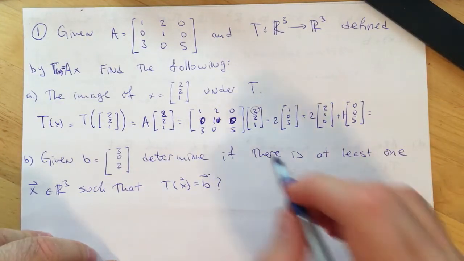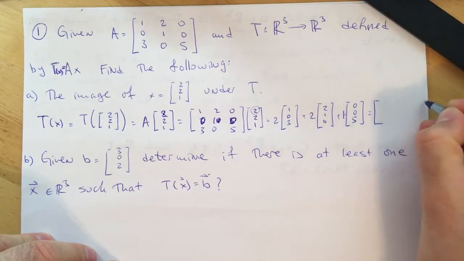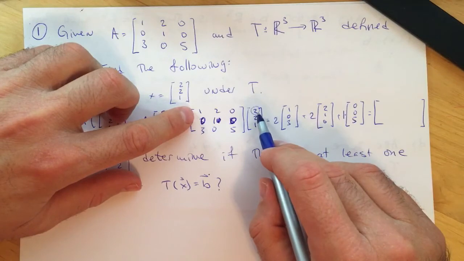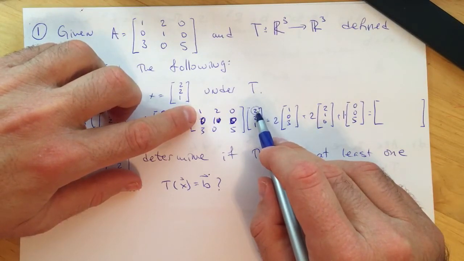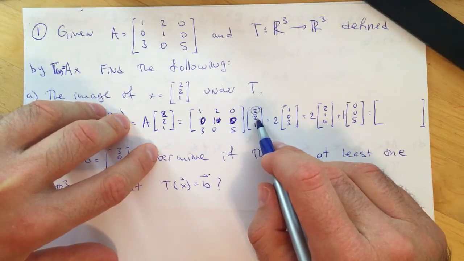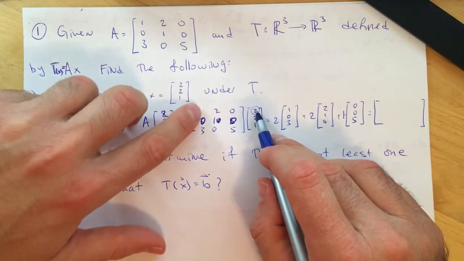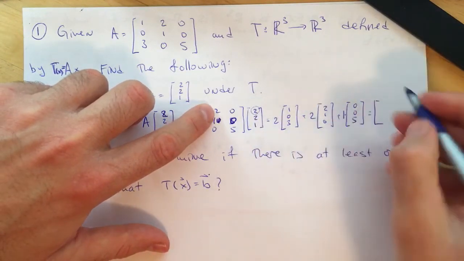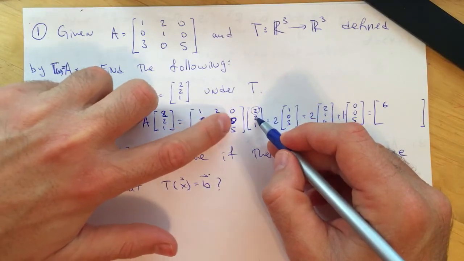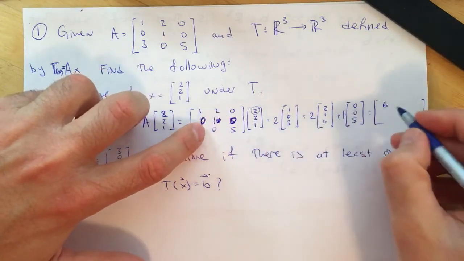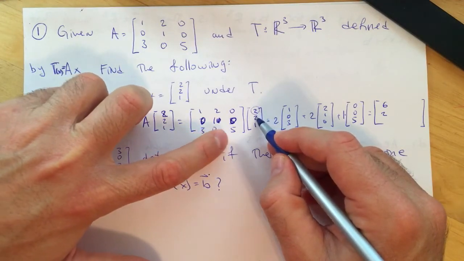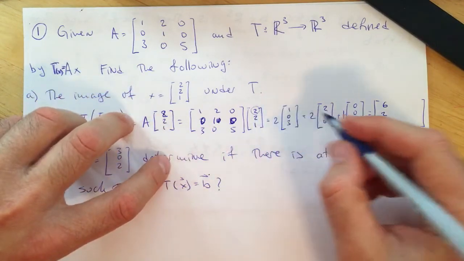Or simply, by now you know how to multiply matrices. 1 times 2 is 2, plus 4 is 6, right? So 2 plus 4 is 6. Then I have 0 times 2 is 0, 1 times 2 is 2, 0 times 1 is 0, so only 2. And then 3 times 2 is 6, plus 0 times 2 is 0, plus 5 times 1 is 5. 6 plus 5 is 11.